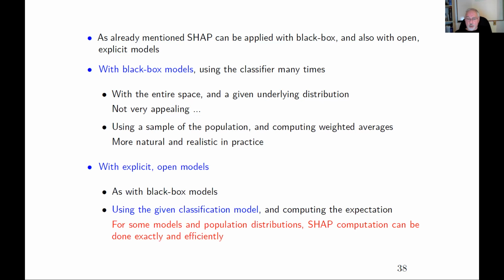When we do have the model, an explicit model, let's say a decision tree, we still can play the game that we play here without considering the internals of the model. Or, now having the model, we can use the given classification model and compute the expectation. And it turns out that for some models and population distributions, SHAP computation can be done exactly and efficiently, in polynomial time.